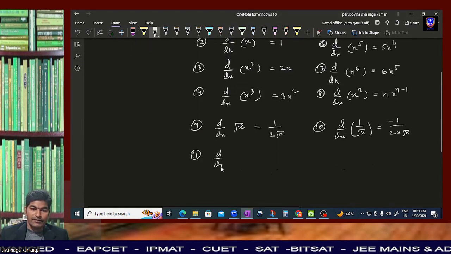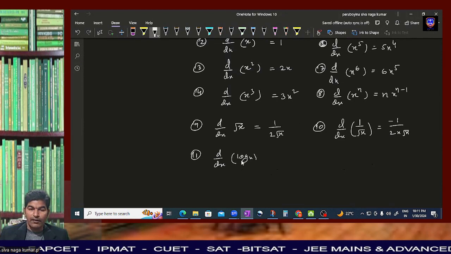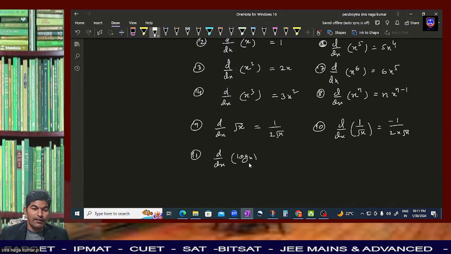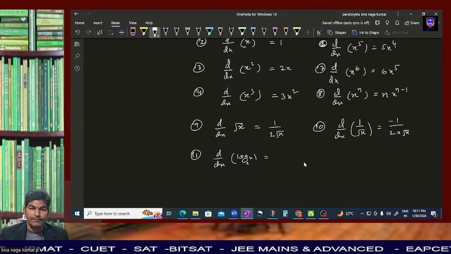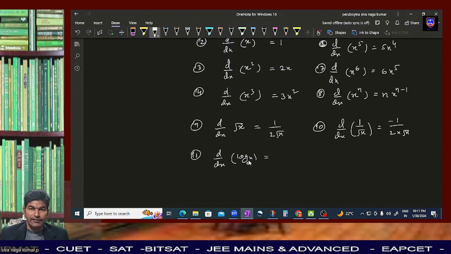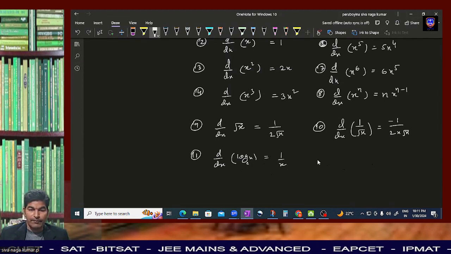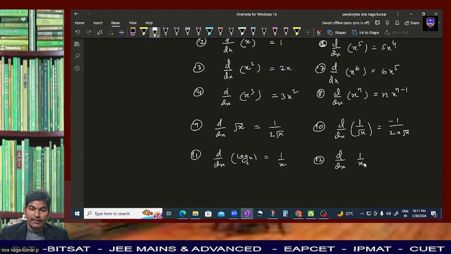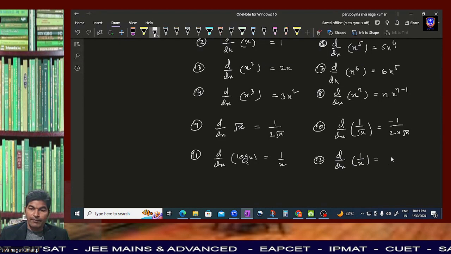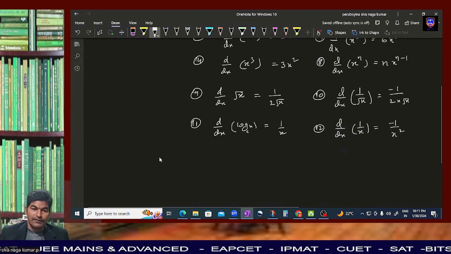Next, d by dx of log x. Log x here, remember, it is not a general log x. It is base e log x. Log x base e, or you can call it simply log x. Log x derivative is 1 by x. So d by dx of 1 by x, what is it? 1 by x derivative is minus 1 by x square.